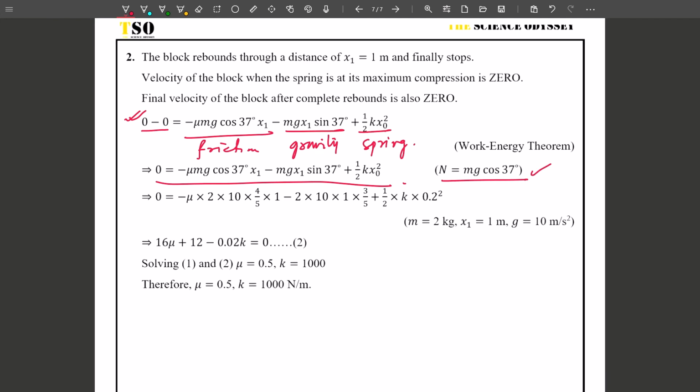N will be mg cos 37. Put the values and you will get equation number 2. Solve equations 1 and 2, you will find the coefficient of kinetic friction as well as the spring constant.